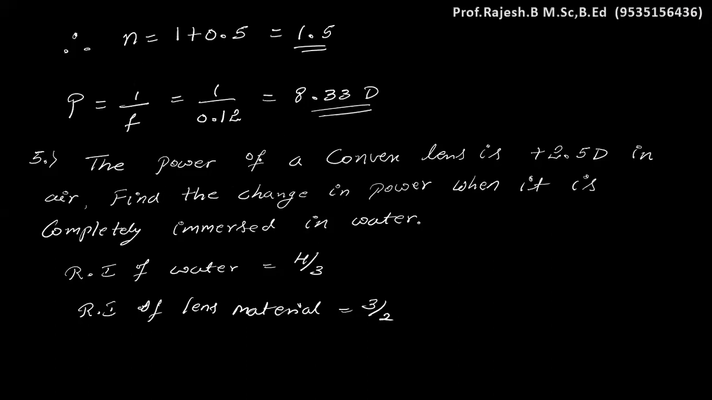Yeah, the next problem. The power of a convex lens is plus 2.5 diopter in air. Find the change in power when it is completely immersed in water. Refractive index of water is given, and refractive index of the lens: it is made of glass, right? So 3 by 2, it is 1.5. So a convex lens, when it is in air, its power is 2.5 diopter. When it is immersed in water completely, how does the power of the lens change? Very simple problem. Let's solve this.